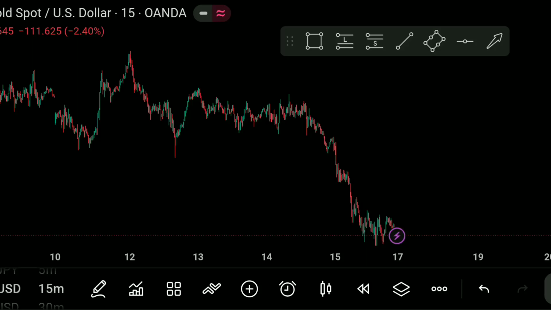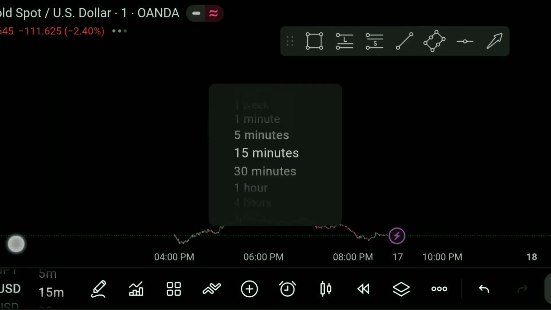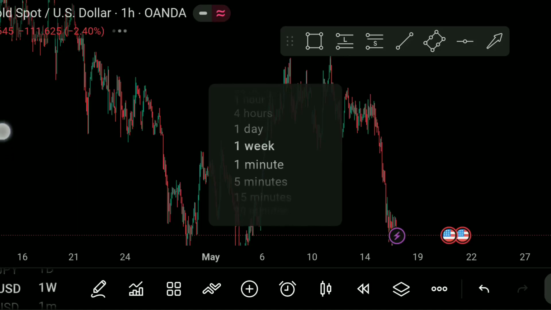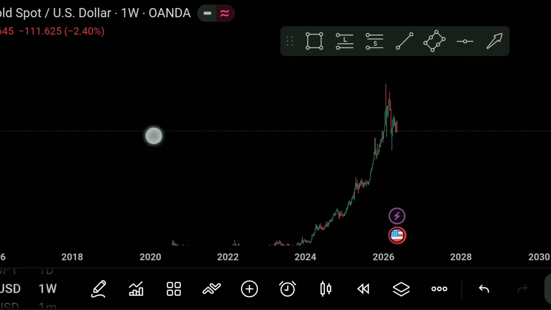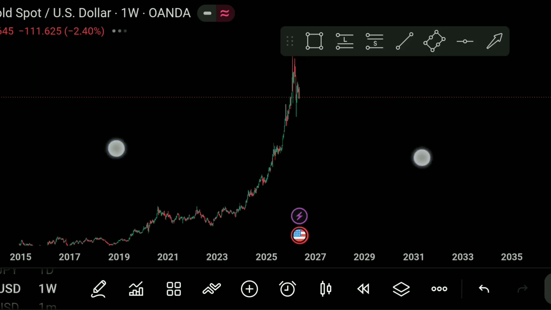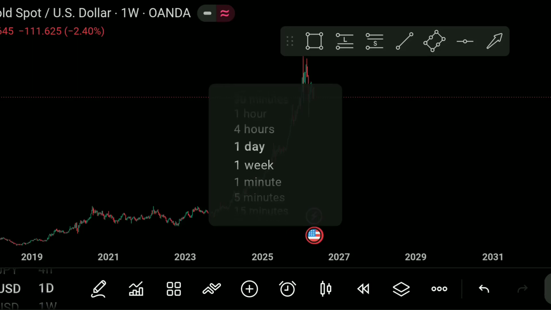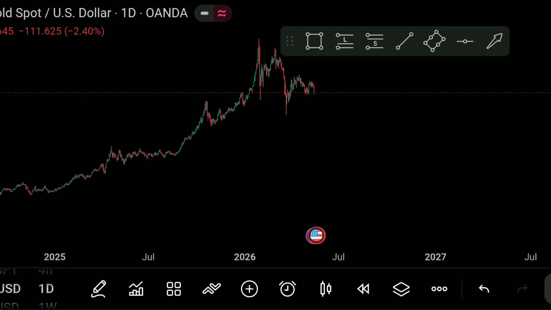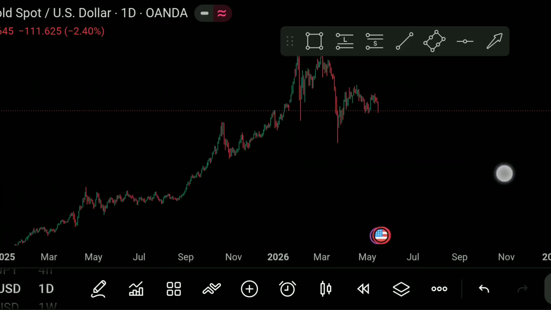So this is XAUUSD, that is gold. Currently, we are on the 15 minutes time frame. So let's move to the weekly time frame. When you come to the weekly time frame, you notice that it's just an uptrend. So there's no clear lower low and there's no clear higher low, higher high here. So let's come down to the 1 day time frame. When you come down to this 1 day time frame, there's a clearer higher low, higher high here.